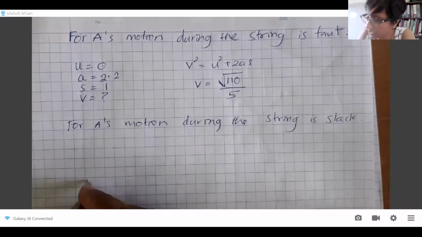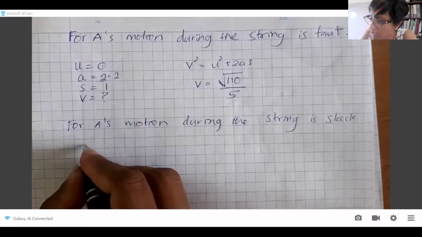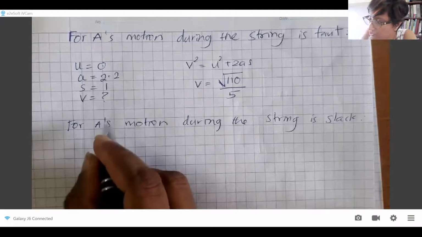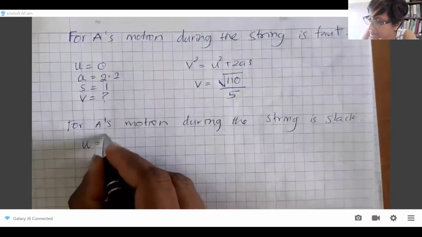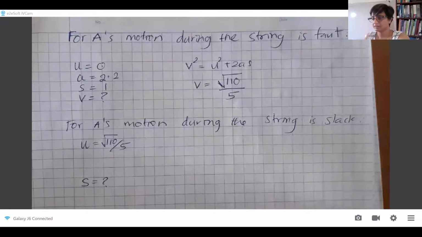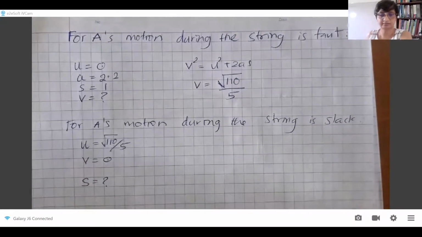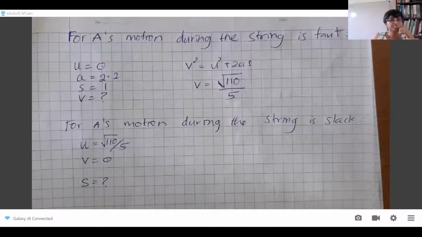What do I want to find? I want to find S. I will put S equals question mark first. Then I just found the initial speed, U is that. What else do I know? V is 0 until it stops. I need one more piece of information, but I don't have any more. I need either A or T.